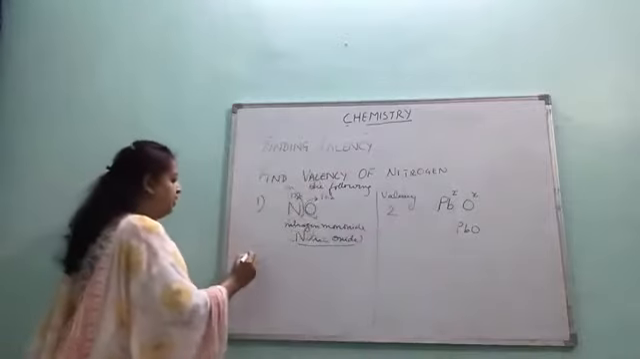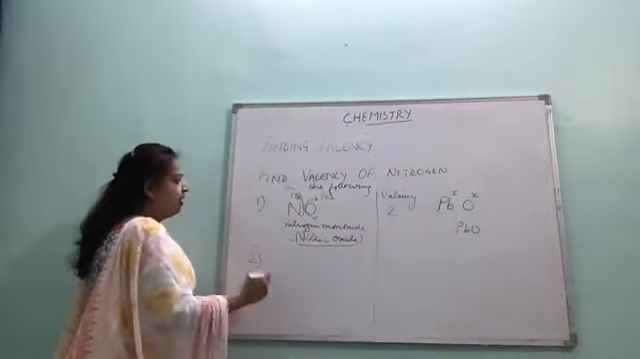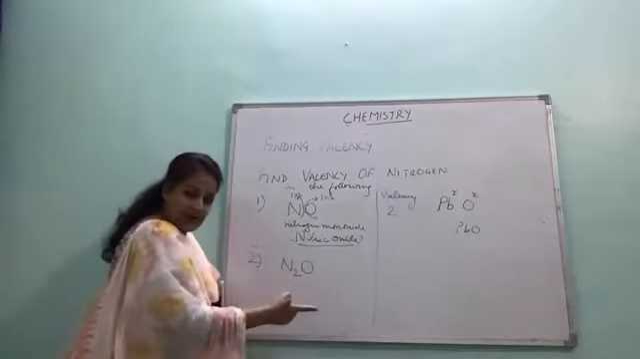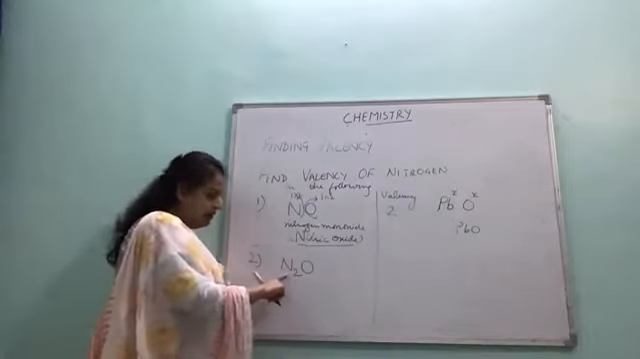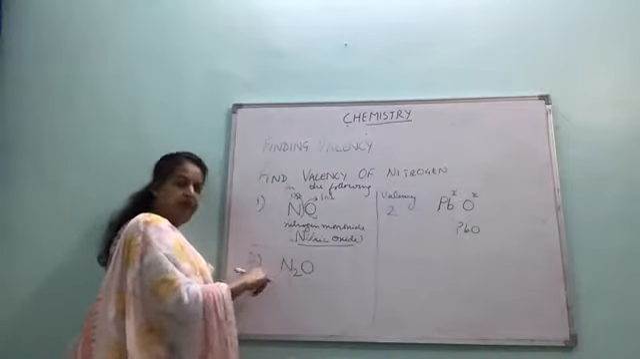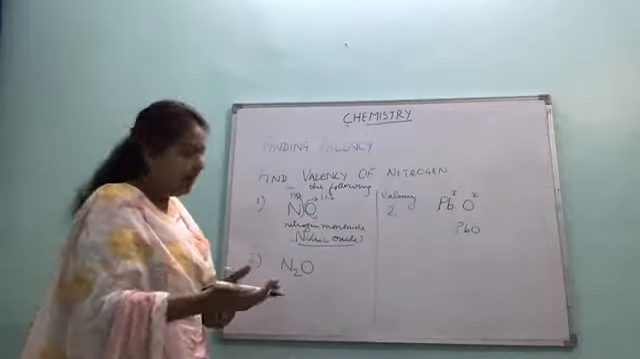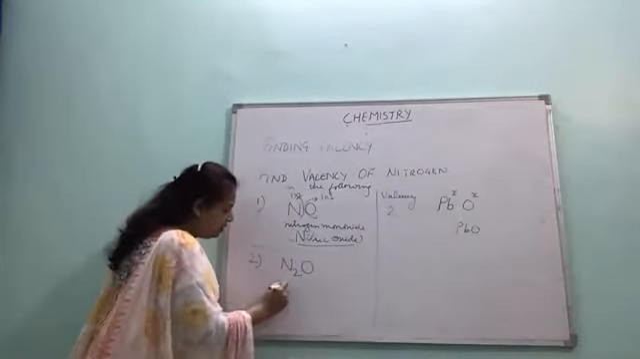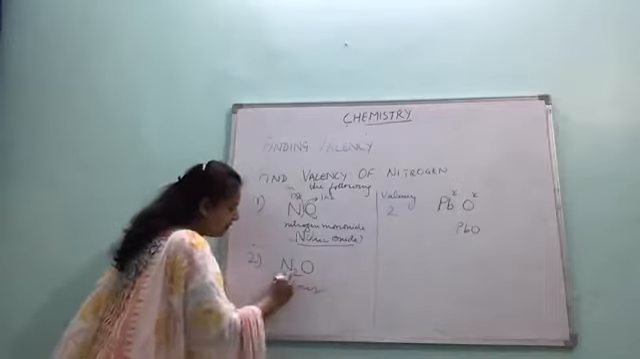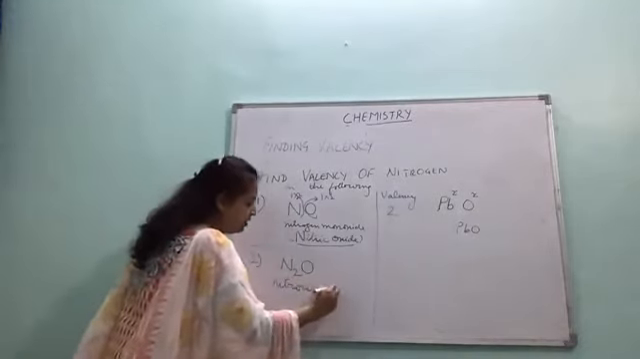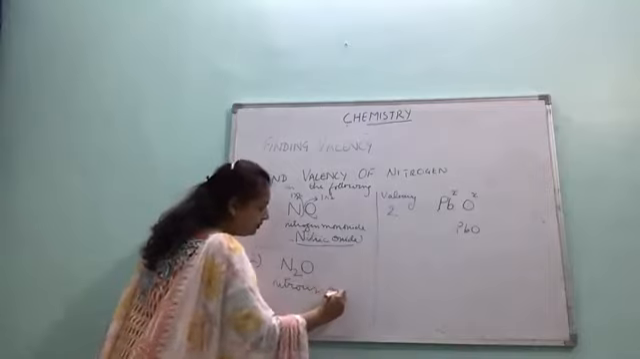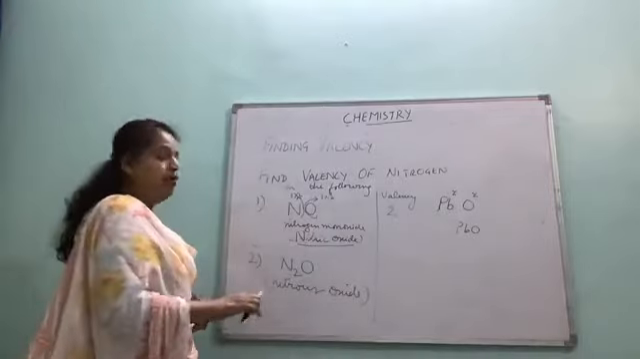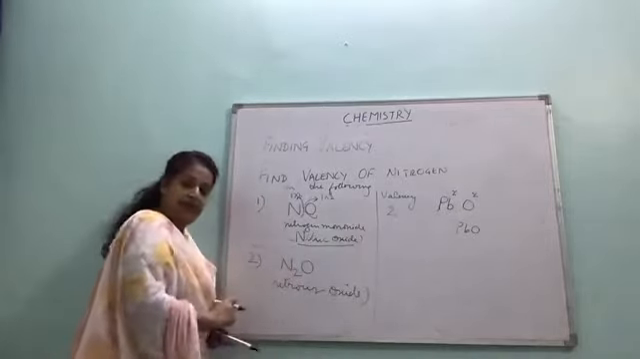Okay. In the second one, I am taking another compound of nitrogen, N2O. Well, dinitrogen oxide. For 2 it is di, for 1 it is mono, for 3 tri, for 4 tetra, like that. Well, it is dinitrogen oxide. We will be using it as nitrous oxide. Learn this. These two are very important. So how to find the valency of nitrogen in nitrous oxide?